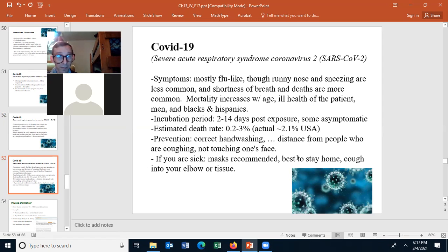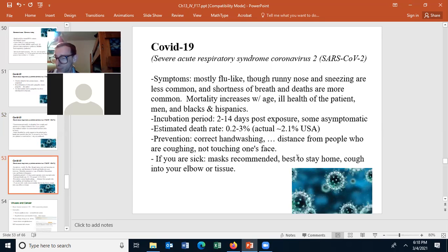Men are more susceptible, more likely to die than women. And then for reasons that have never really been explained, blacks and Hispanics, maybe some other minorities too, are more likely to die than whites. And this has been seen in other countries besides the United States, where blacks and Hispanics were more likely to die or more likely to get a serious disease than whites. And nobody's really explained why that's happening. Okay?